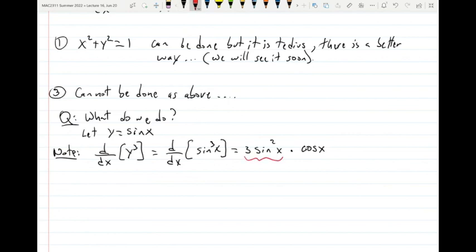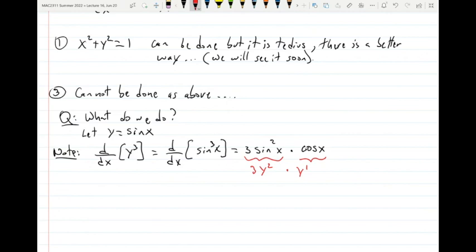So let's break this down a little bit. This part right here, let's write it in terms of y. How does it look in terms of y? 3y squared. That's what you were saying earlier, right? That's not everything. What else do we have? What is this in terms of y? This is y prime.